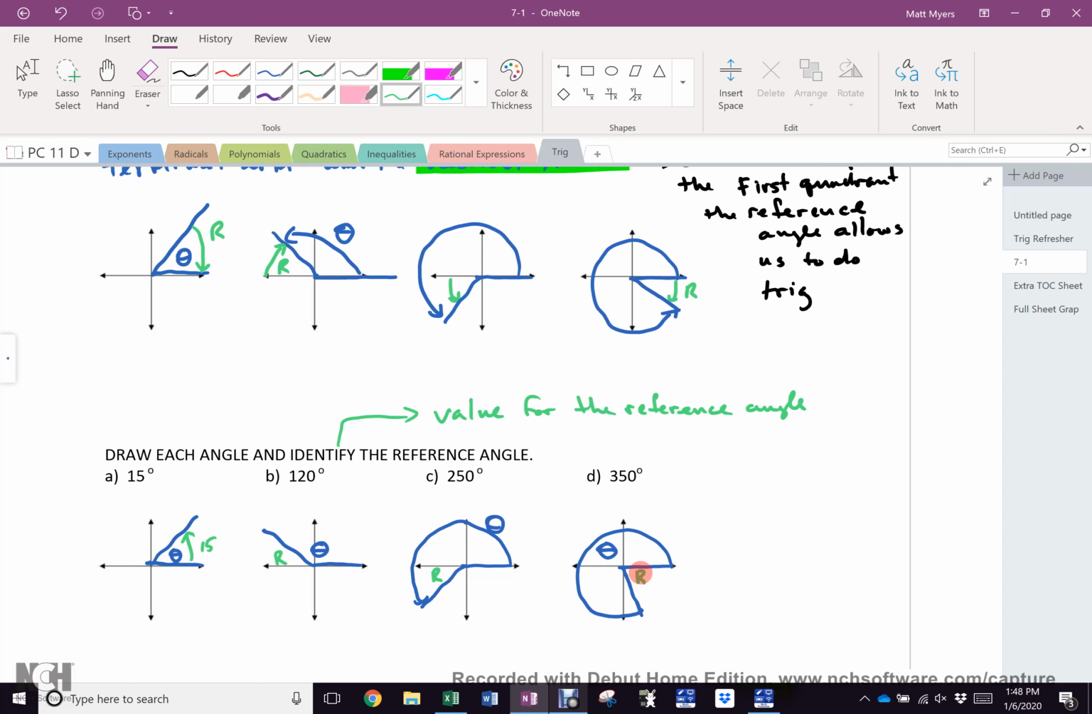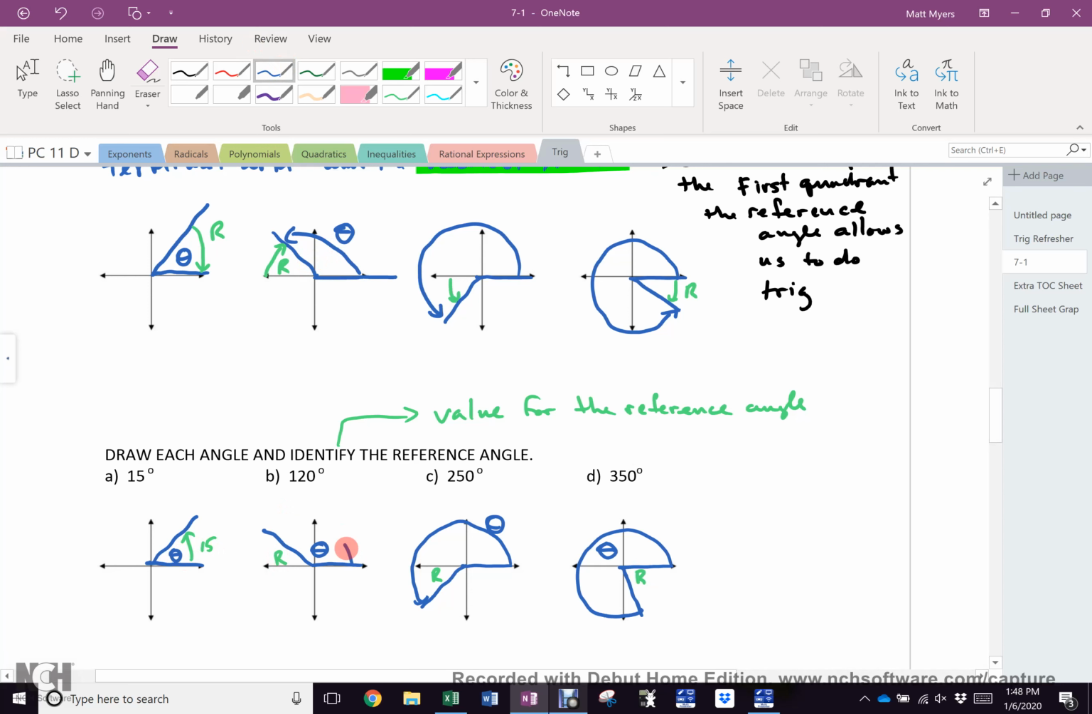Now the first one I did give the value because in the first quadrant, the reference angle and the angle are the same. Right? Okay. So, everybody should have been able to make this the reference angle because it's exactly the same as up here, yes? Now I want the value.